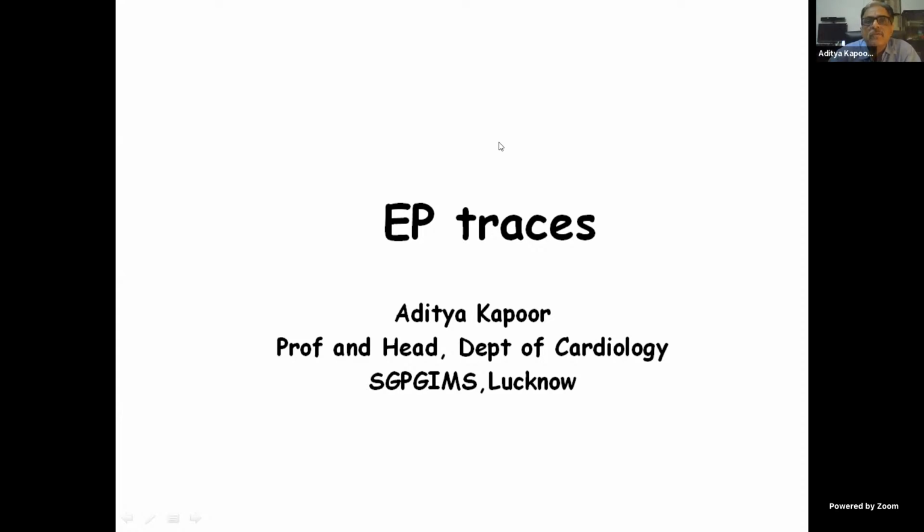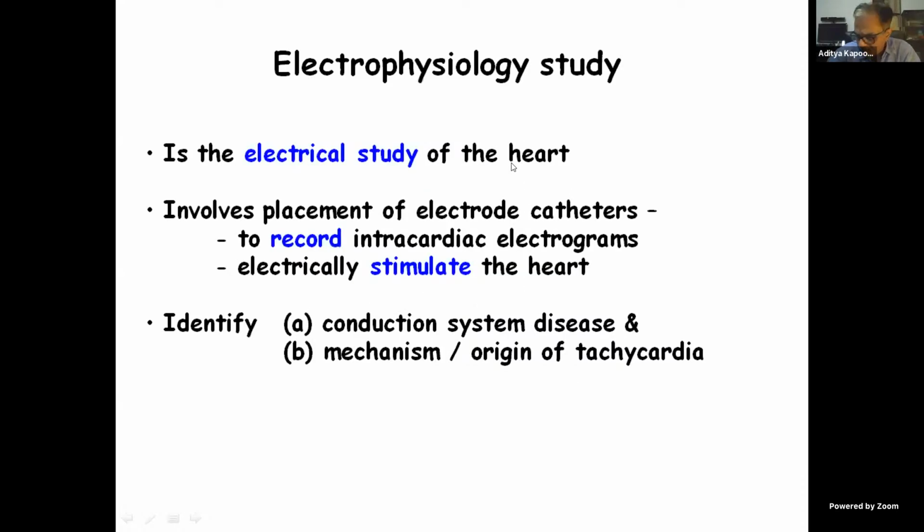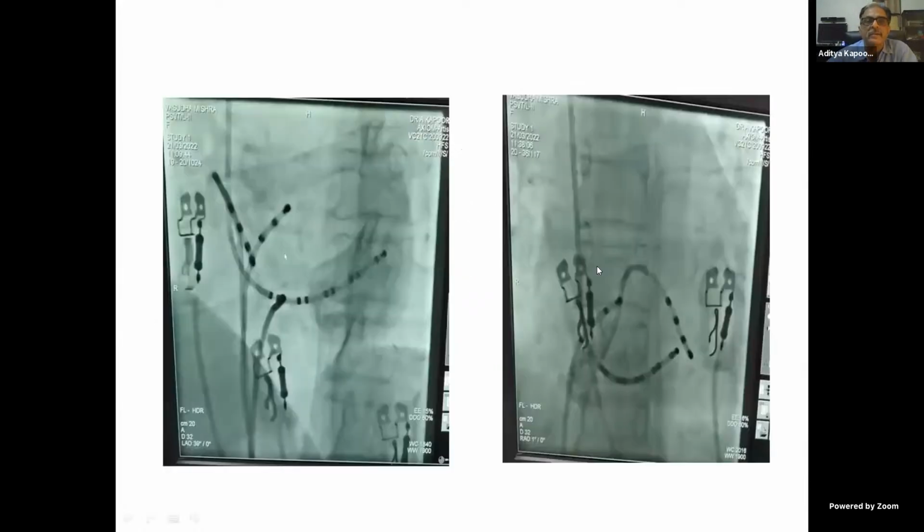As we go forward, what I'll try to do is cover something basic about EP. We all know that we place electrodes inside the heart, we electrically stimulate the heart, and either we do conduction system studies or we do tachycardia studies. So there are two spectrums, either Brady studies or tachy studies, but mostly nowadays EP is done to diagnose and to treat tachycardias rather than to diagnose bradyarrhythmias. So we'll concentrate mostly on tachycardias.